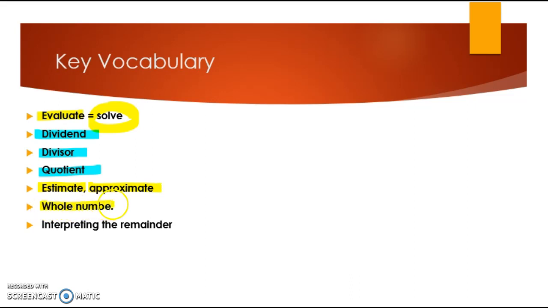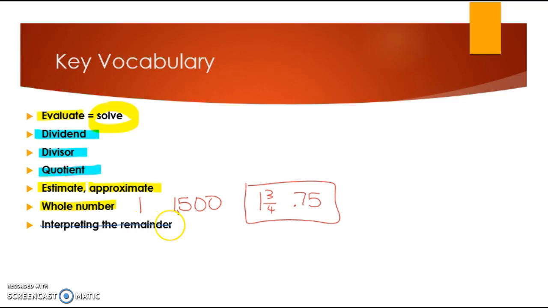You need to know that a whole number, like the number 1 or the number 1,500, is a whole number, but 1 3/4 or 0.75, these are not whole numbers, they are fractions. And then the last thing we need to do is interpret the remainder.